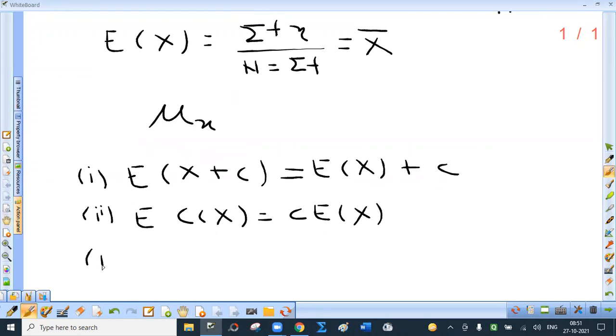And then the third one, what is the expected value of a constant? It is that constant only, right? Because if each observation is just a constant c, then what is the mean of that? It is that constant only. So in other words, the expectation of a constant is the constant itself.